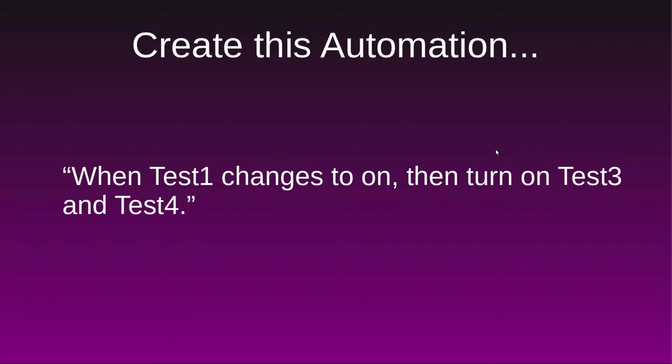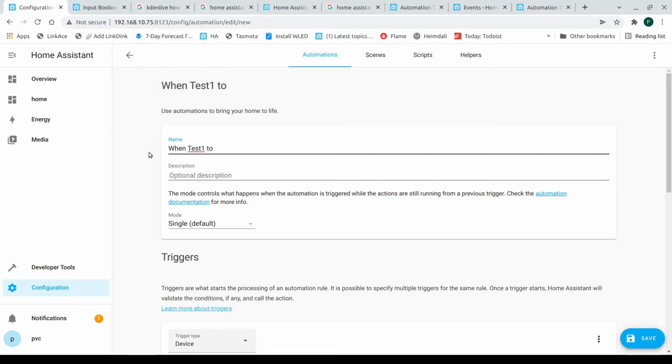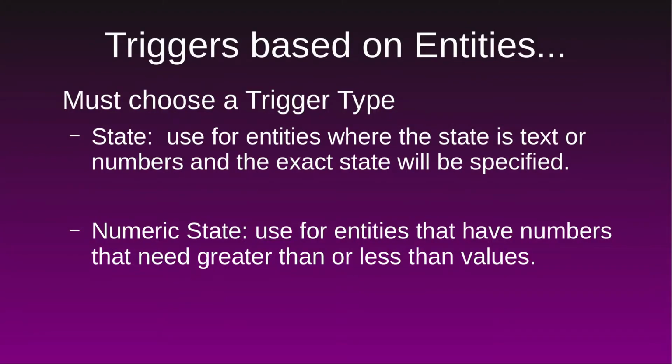Let's create a new automation. When test1 turns on, then turn on test3 and test4. When using an entity as a trigger in your automations, you will have to select a trigger type of either state or numeric state. Use a trigger type of state if the state of the entity is a text string, like off, on, home, away, open, or closed.